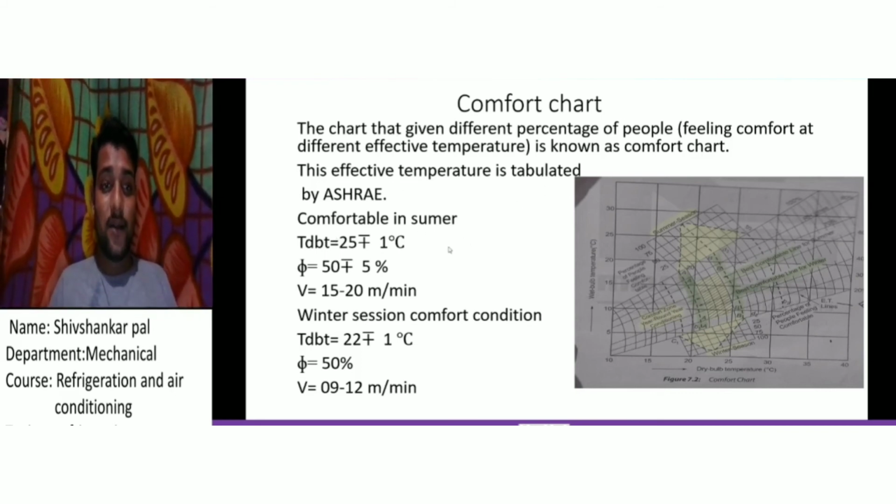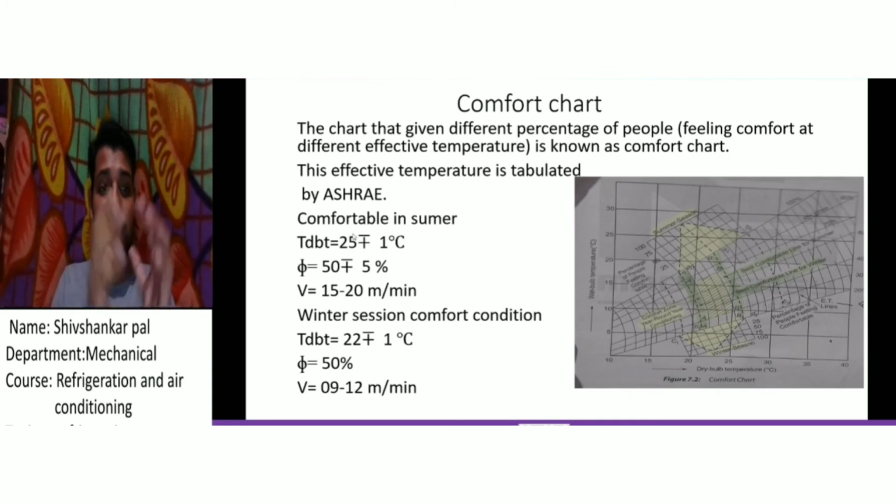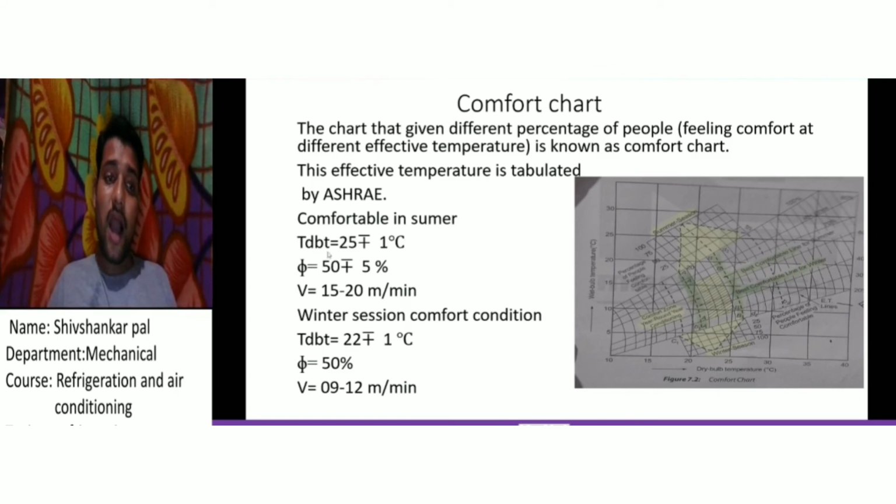Suppose our comfort chart is for comfort in summer. Mainly, comfort charts are designed according to summer. All human beings feel comfortable at a dry bulb temperature of 25 plus or minus, and the relative humidity is also 50 plus or minus 5, and the velocity of the air is 15 to 20 meters per minute. In the winter season, our dry bulb temperature is 22 plus or minus 1, our relative humidity is 50%, and our velocity is 9 to 12 meters per minute.